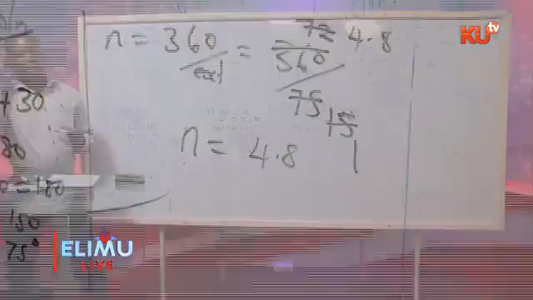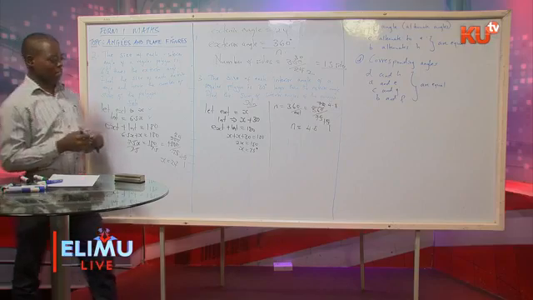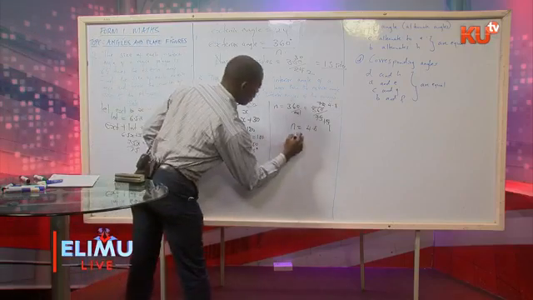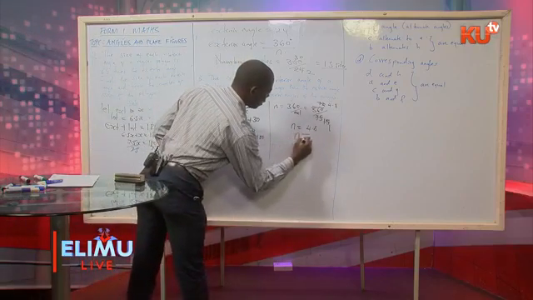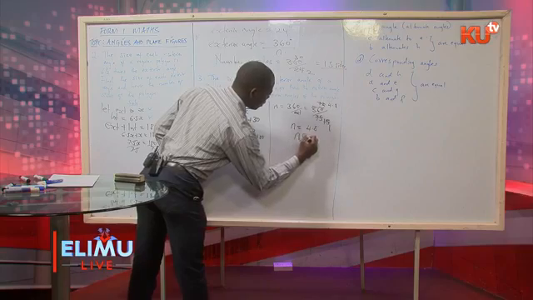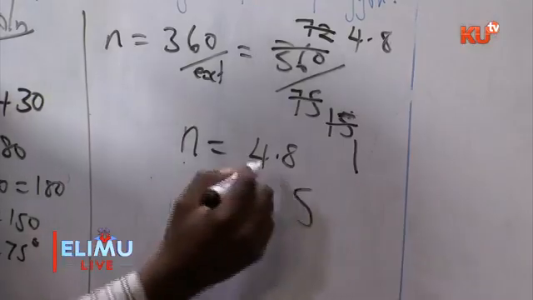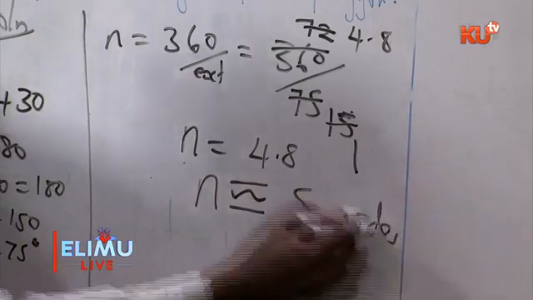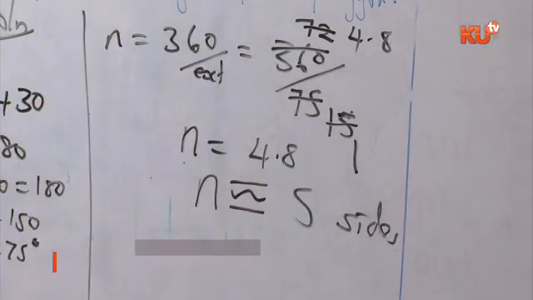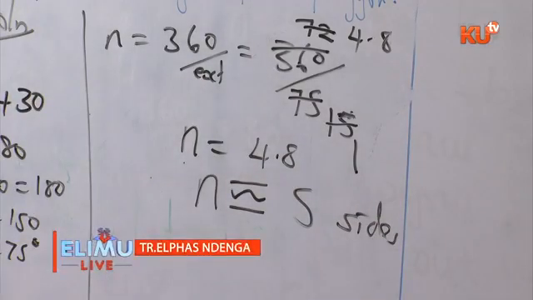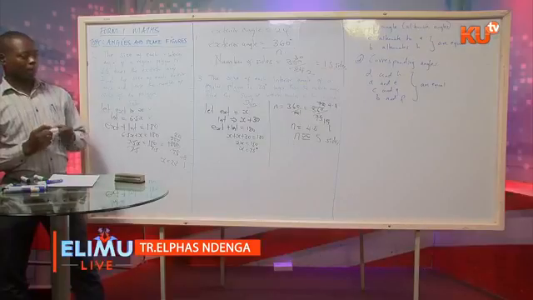We can't have a polygon with a decimal number of sides, so we round off to the nearest whole number, so that gives us 5 sides. That means that the value has been rounded off since these are the number of sides of the polygon.